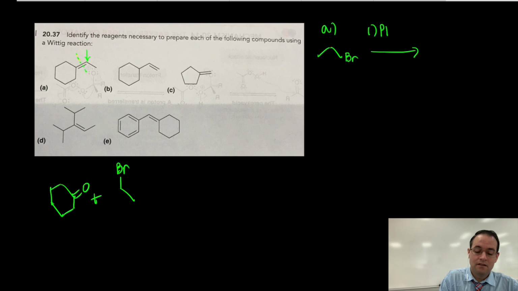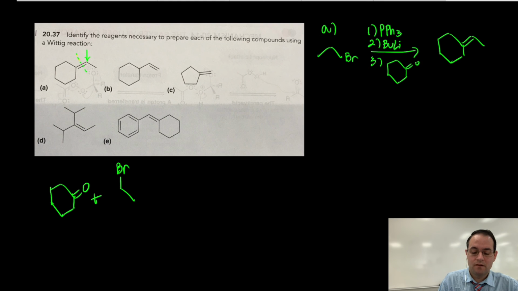So here's the ketone, and then you want those 2 carbons to be attached to a leaving group, okay? So the synthesis here for part A is going to be start with your ethyl bromide, okay? Treat it with triphenyl phosphine, treat it with butyl lithium, and then in step 3, add your ketone, okay? And that's going to give you the target molecule. I'll just draw it in case this is very confusing for you, okay? So retrosynthesis is the way to solve these problems.